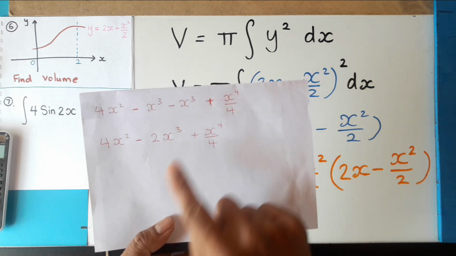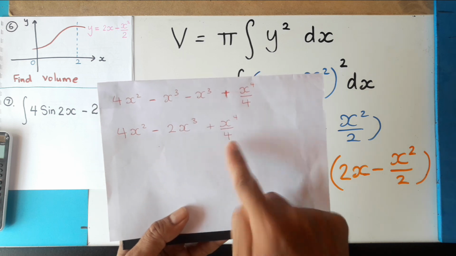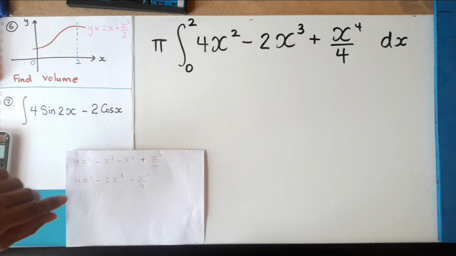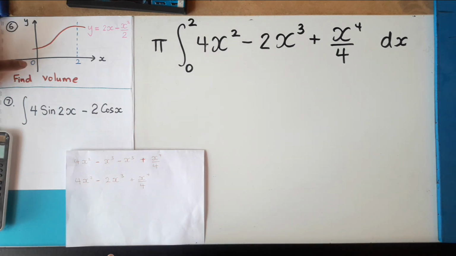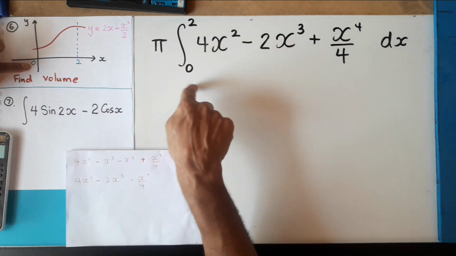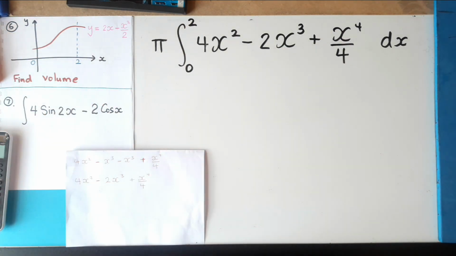All right, so let me erase the board and let me integrate this. All right, so let's integrate this. Now I just forgot something very slight. Remember, we are trying to find the volume between 0 and 2, so I was supposed to write the limits 0 and 2, right? So I wrote it in here now.